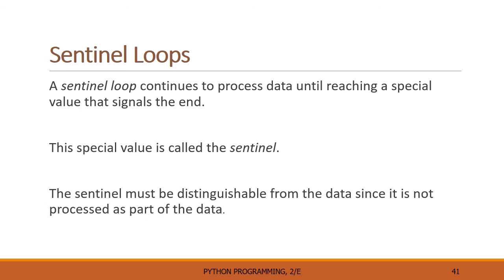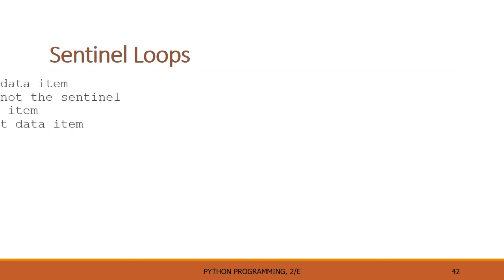Yet another way you can solve a problem is by using a sentinel. A sentinel loop continues to process data until reaching a special value that signals the end. The special value is called a sentinel. The sentinel must be distinguishable from the data since it is not processed as part of the data.